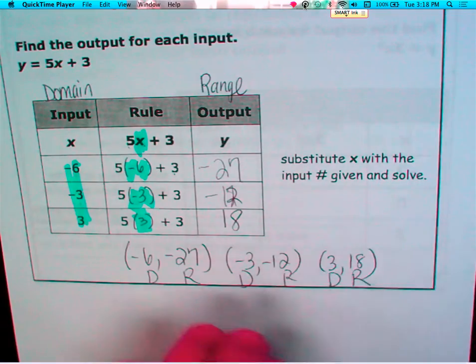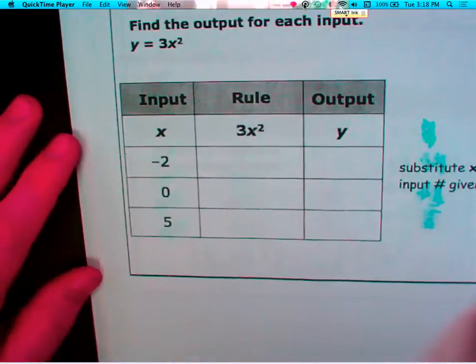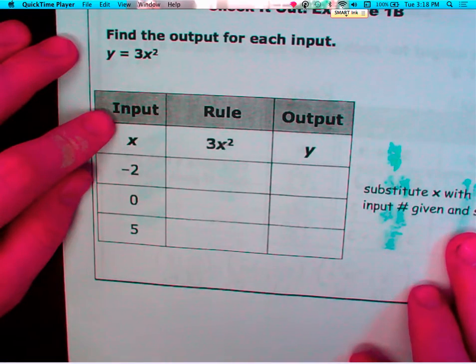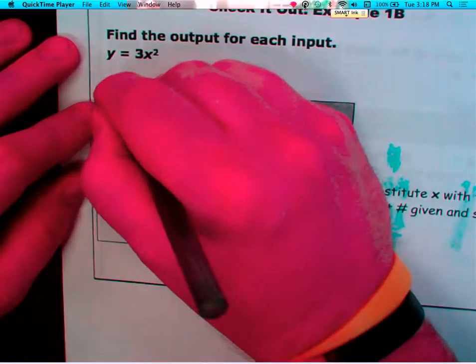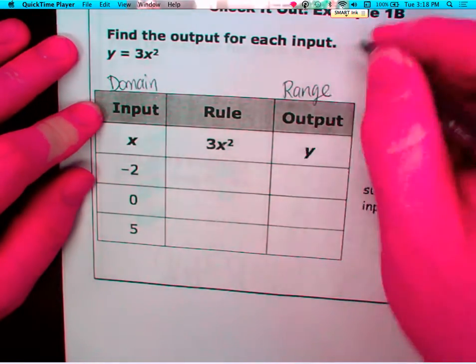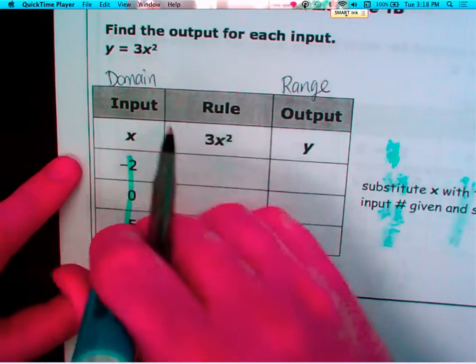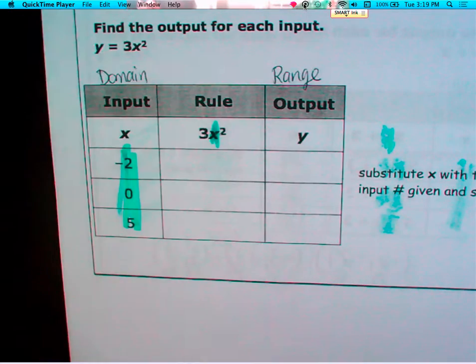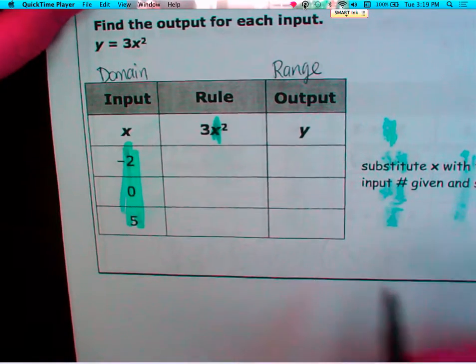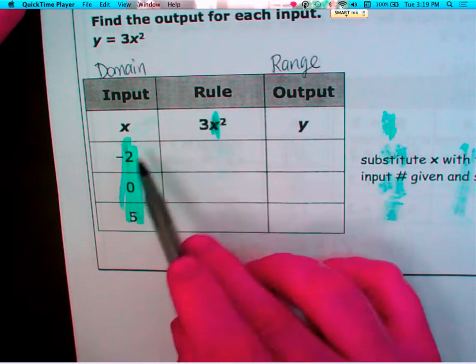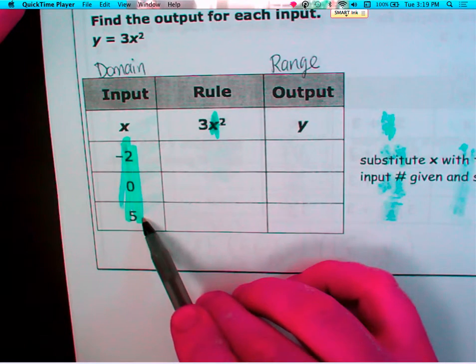One last one that I have here for you. I'm going to have you do this one on your own here. Okay, I've got my input rule and my output. It's my domain, it's my range. Highlight these, plug it in. Try to find out what my output is. So I know my rule is 3 times x squared. And I'm calling x -2, 0, and 5. So I'm going to do my first one.